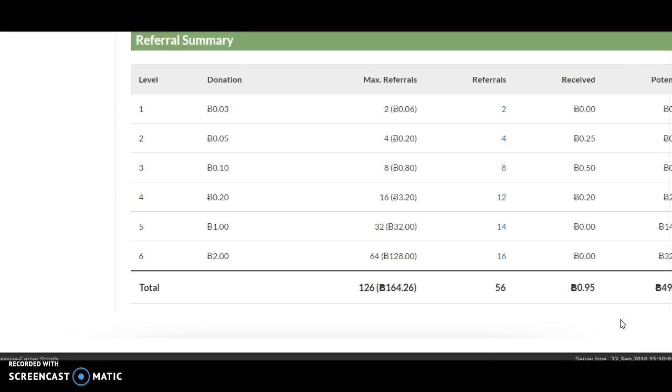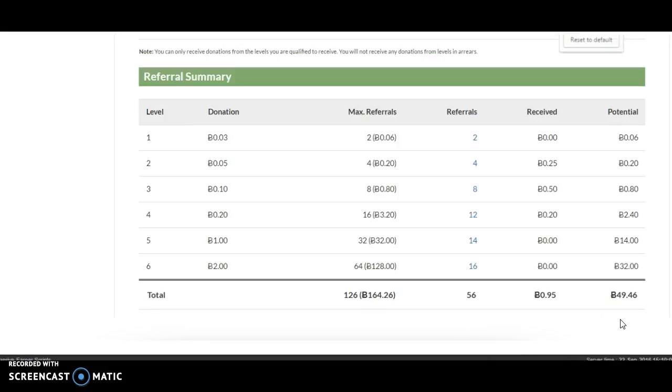What that means is that if you have downlines that have upgraded up to level 4 and you are sitting on level 1, you are missing out on all these levels here. It's that simple. But that is a strategy. It's not a must. If you are comfortable sitting on level 1, by all means, sit there and wait. I don't know till when.